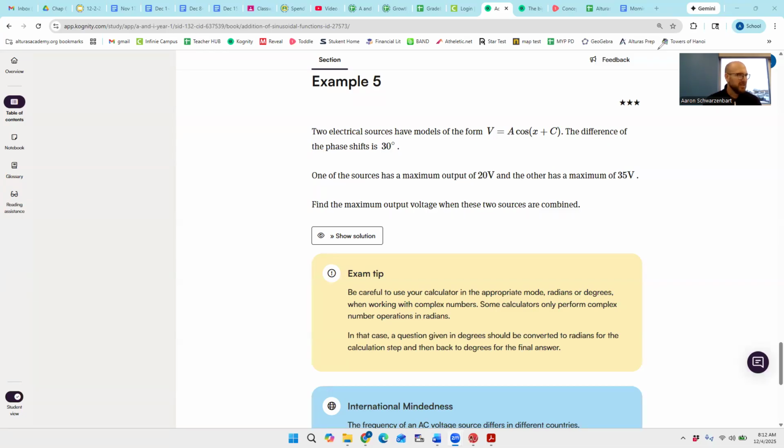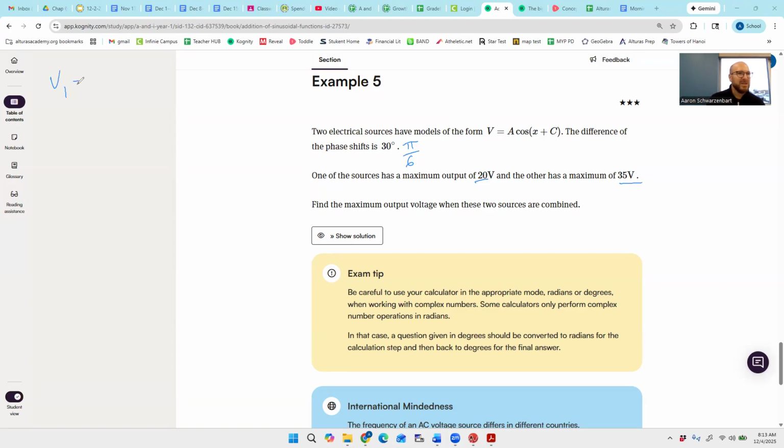So this one, we're going to combine two sinusoids again. We have two electrical sources that have models in this form. The difference is the phase shift is 30 degrees, which we'll do in radians. This is pi over 6. And the outputs are 20 and 35.